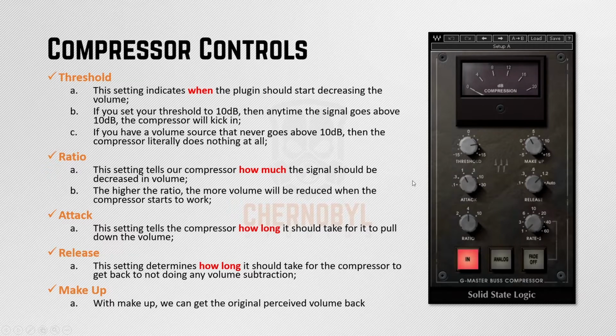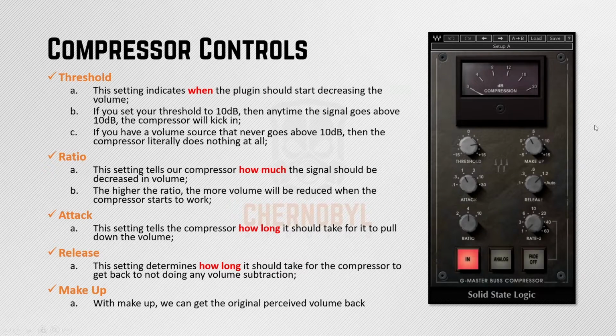Finally, we have makeup right here. This is where we could get the perceived volume back of the source signal once the compressor is doing its job. Because when you set the threshold and everything like that, the volume will basically decrease. And then you could use the makeup gain to get it back to where it was, by ear perceived before the compressor started doing its work.